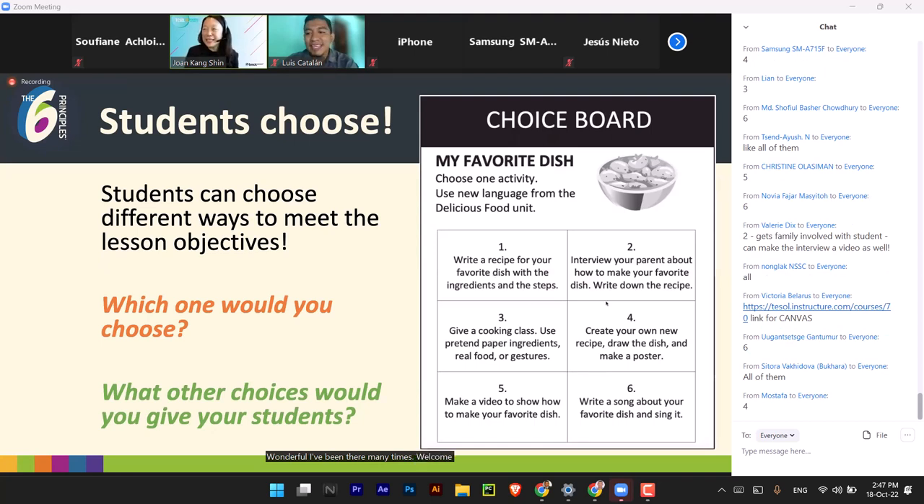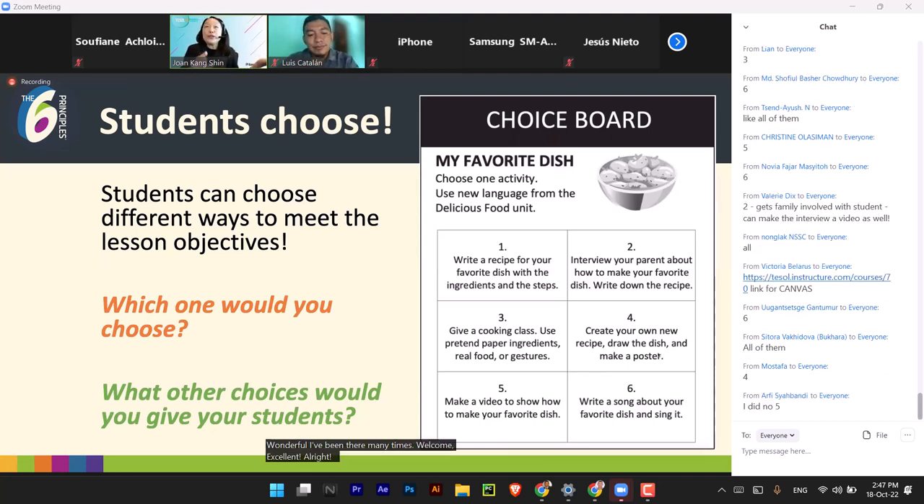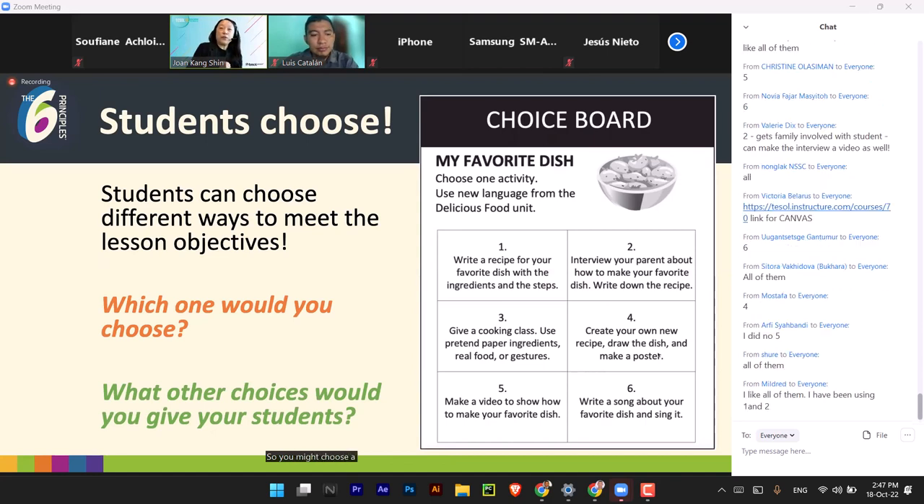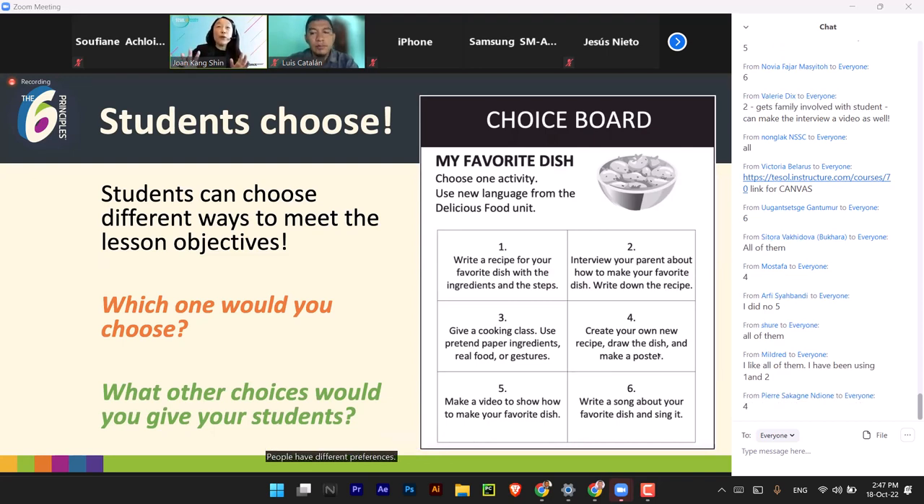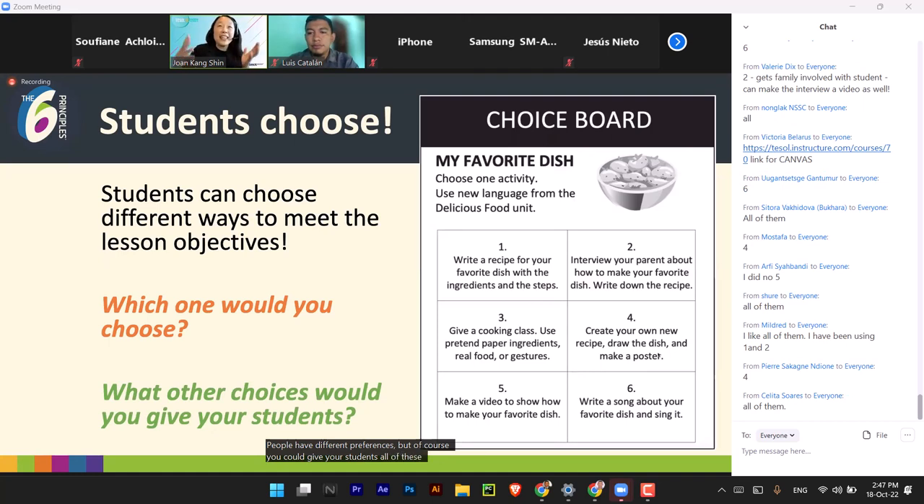Welcome. Excellent. All right. So you might choose a particular one, and I see all different ones because people have different learning styles, people have different preferences, but of course you could give your students all of these choices and they can choose how they want to meet your lesson objectives.